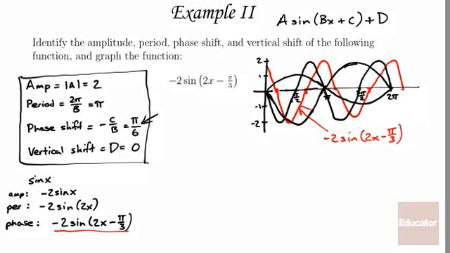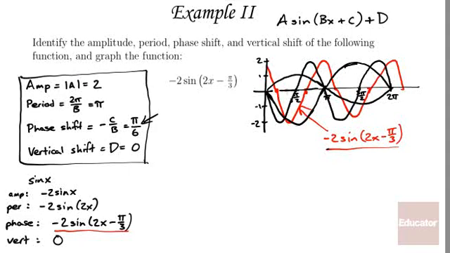The last step is to do the vertical shift, which is 0, so we don't have to move the graph at all, which means we're done. So this last graph is the one we want. Again, it's a matter of breaking these equations down into their parts. It's very complicated if you look at the whole thing, but if you look at each step and you keep the steps in order, then it's not too hard.